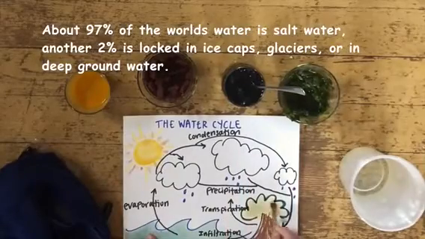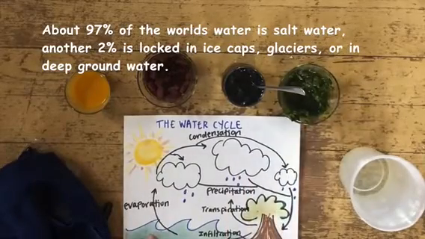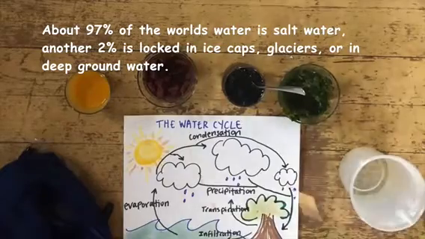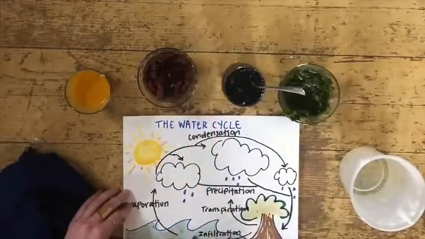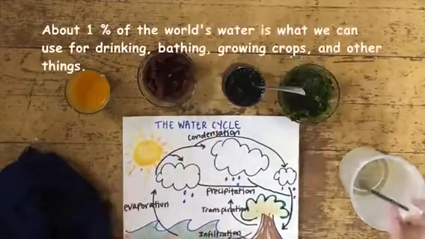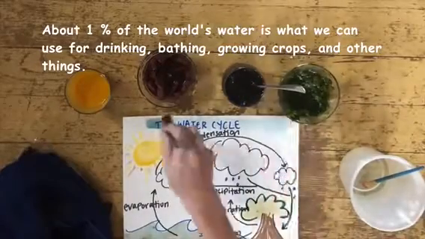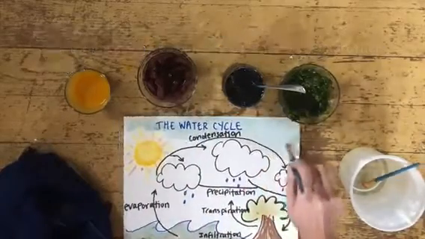About 97% of the world's water is salt water. Another 2% is locked in ice caps, glaciers, or in deep groundwater. About 1% of the world's water is what we can use for drinking, bathing, growing crops, and other things.